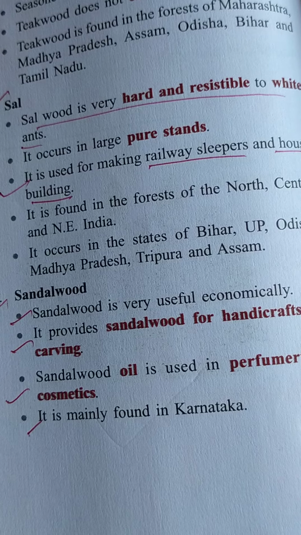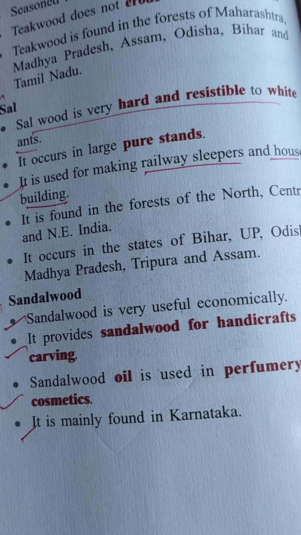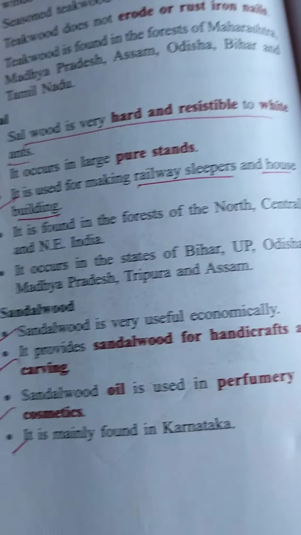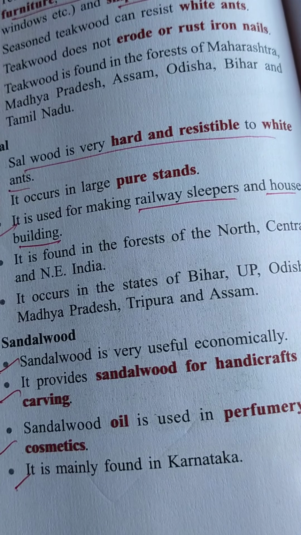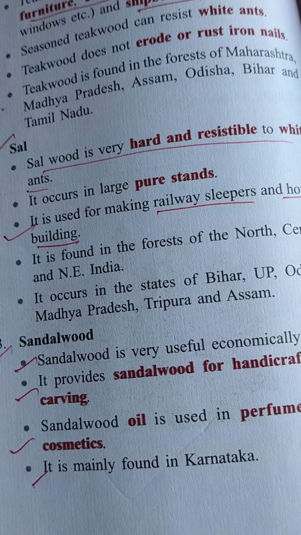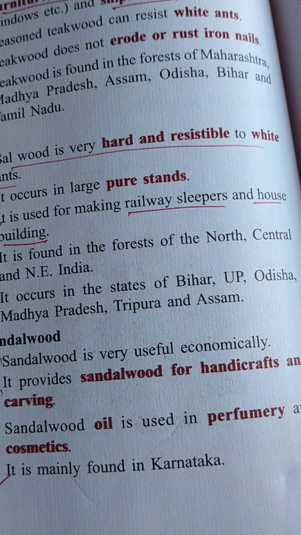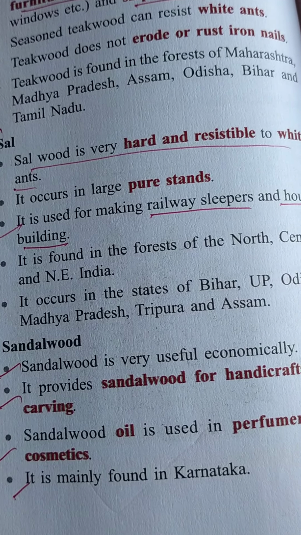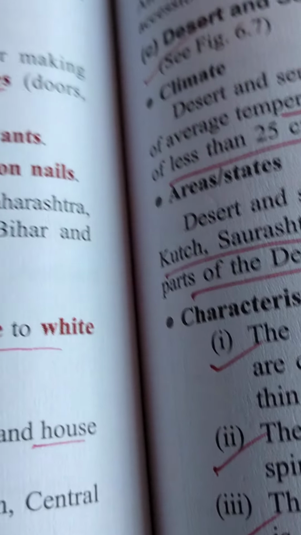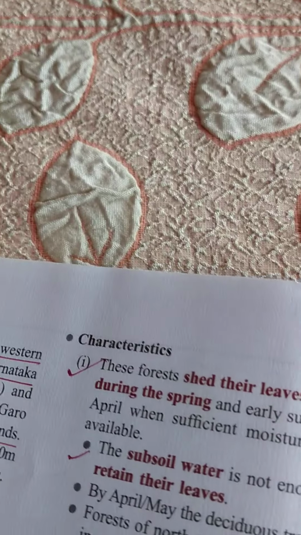तीसरा इंपॉर्टेंट ट्रीज है इसका सैंडलवुड. सैंडलवुड इज़ वेरी यूजफुल एंड इकोनॉमिकली वेरी इकोनॉमिकल. सैंडलवुड, इससे हम लोग क्या सब काम कर सकते हैं. इससे इसका तेल बनता है, इसके अलावा इसका परफ्यूम बनता है, कॉस्मेटिक्स बनता है, और ये आमतौर पर कर्नाटका वगैरह में पाया जाता है.